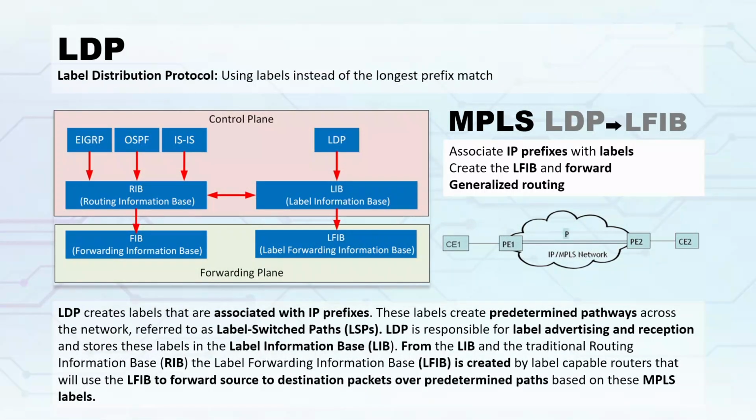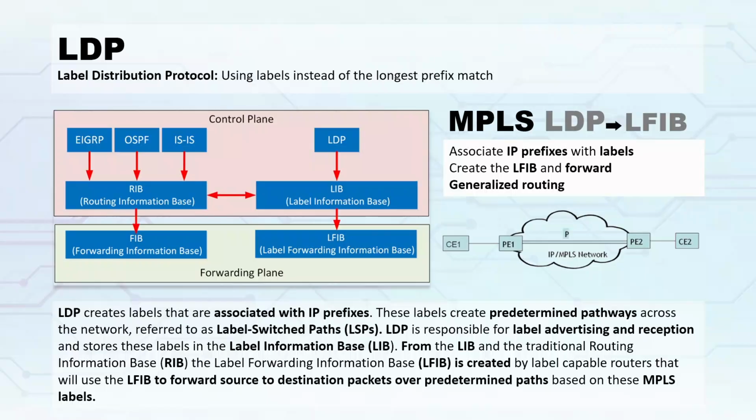So here we have LDP, Label Distribution Protocol. It uses labels instead of long prefix matches, which saves a lot of CPU. Traditionally, the routing information base was on the control plane. As you can see there, the RIB would get its information from routing protocols, IS-IS, EIGRP, or OSPF. As you can see, the label distribution protocol works. It first forms the label information base, which then moves that to the LFIB in the forwarding plane.